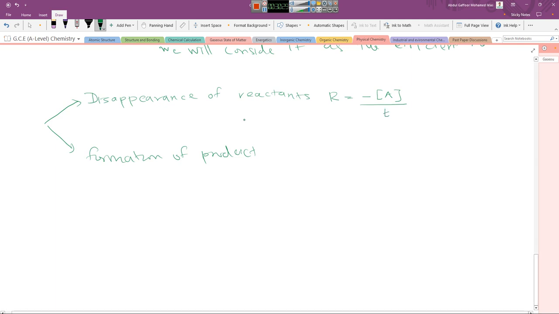And for the products, the equation for the rate of reaction is equal to the change in concentration of B divided by T. So what we have to notice here is that we have a negative sign since the concentration is decreasing, and here we have a positive sign since it is increasing.